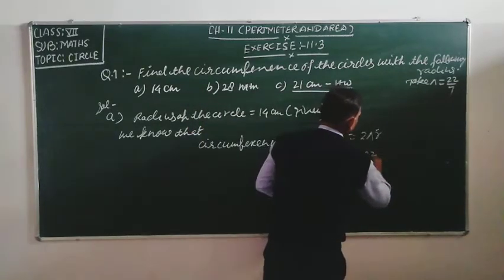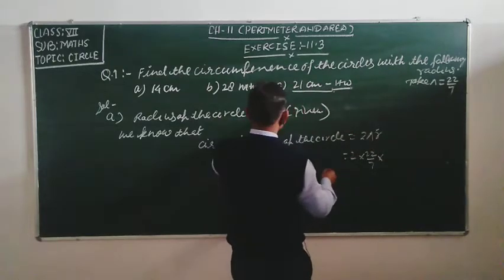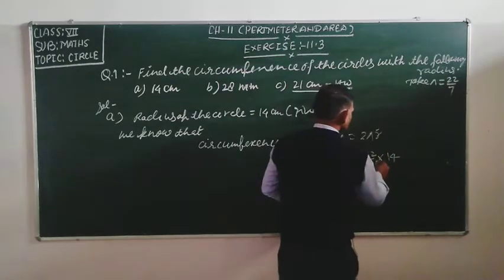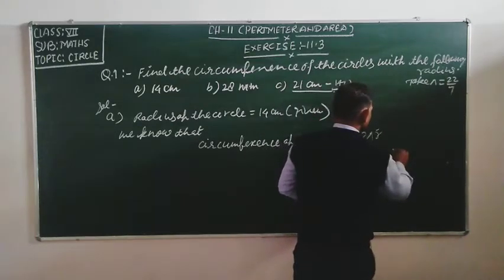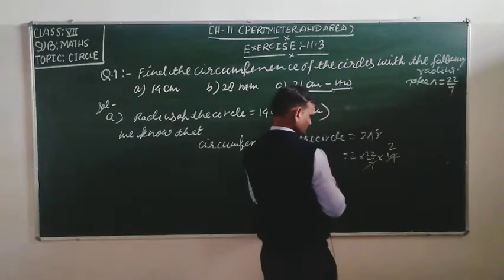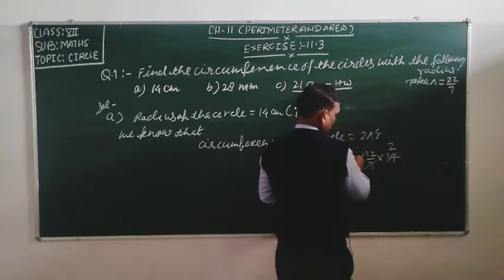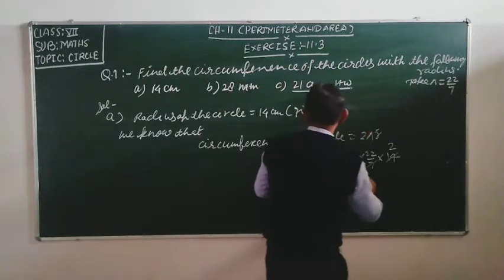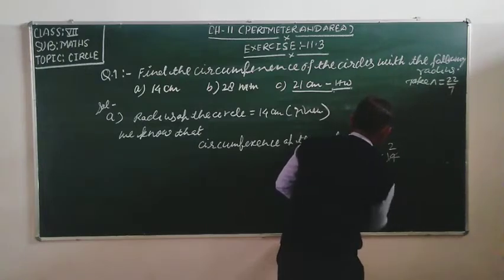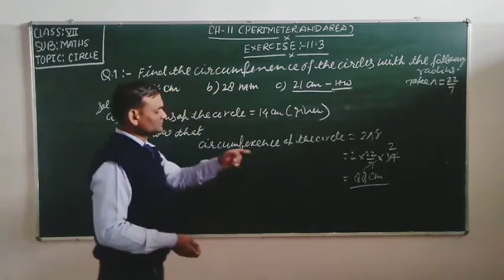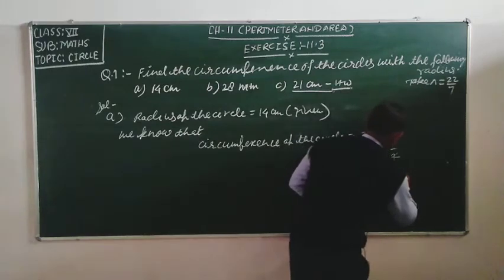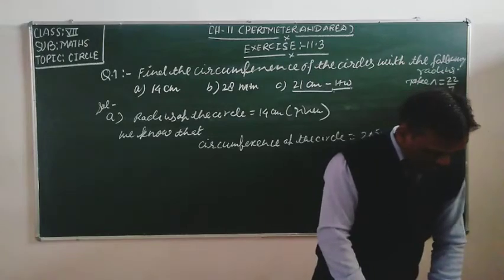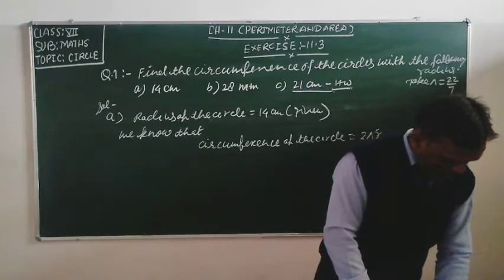2 into 22 upon 7 into r. R is equal to 14, student. So in the place of r you can write 14. Now solve it. Divide 14 by 7 to get 2. 2 times 22 is 44 and 44 times 2 is 88 centimeter. This is the circumference of the circle. This is my answer, student. I hope, student, you have understood this question very well.